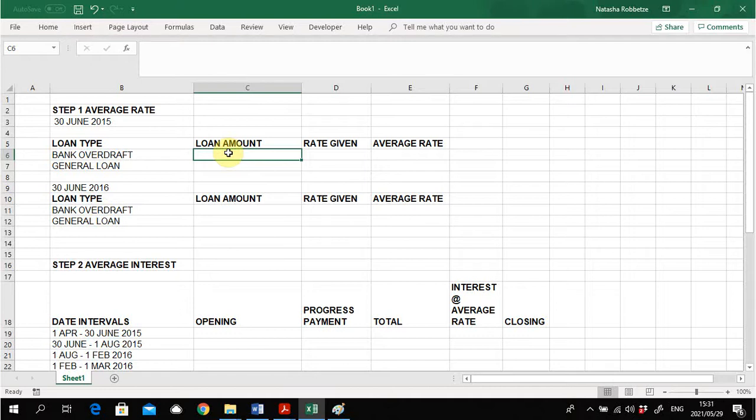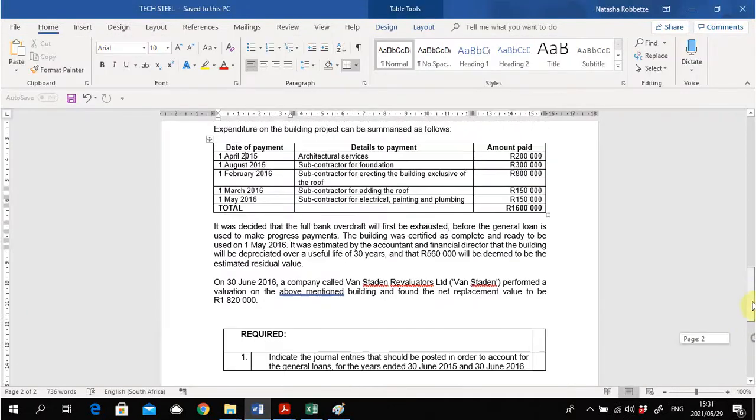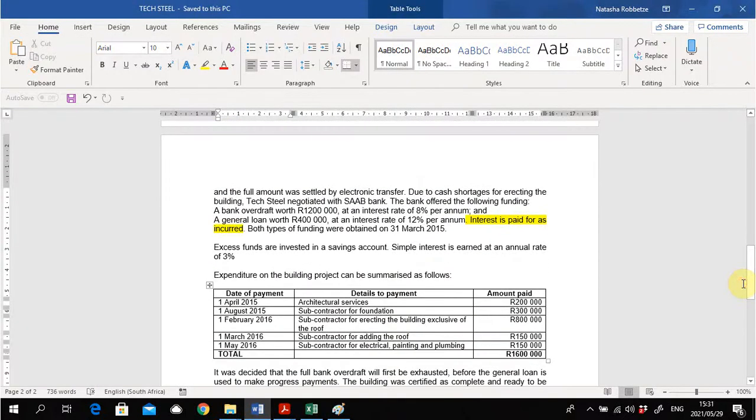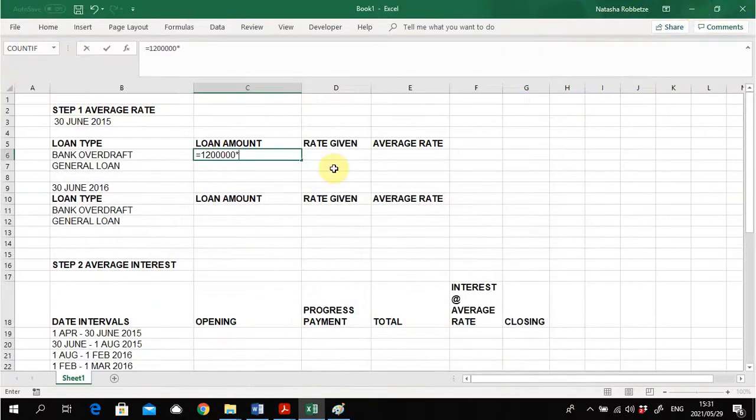The bank overdraft, I believe, is worth 1.2 million Rand. However, we need to adjust it for the months in the year. Going back to the question, it tells us that the loans were obtained on 31st of March 2015. So there was March, then it was April, May, and June. So the loans existed for 3 months within that financial year.